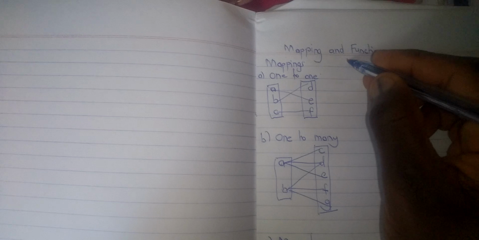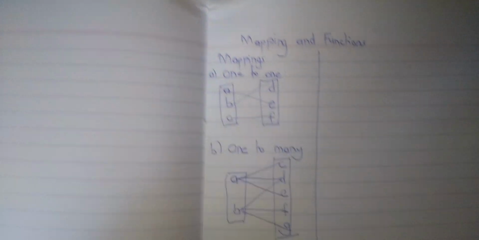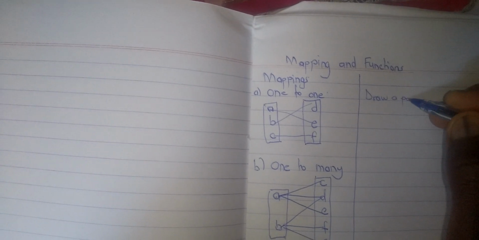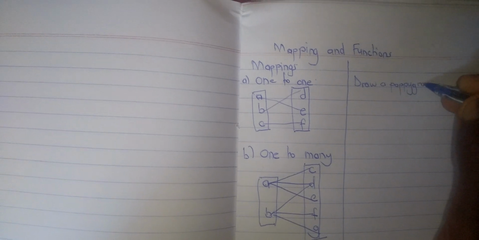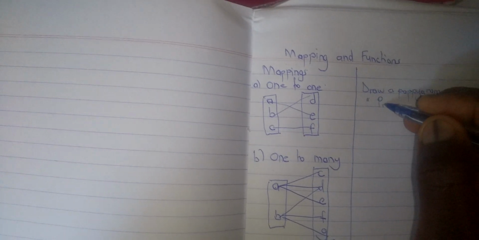They can also tell us to draw a parallelogram. Draw a parallelogram to represent the statement is a multiple. Or draw a parallelogram to represent the statement is a prime factor.